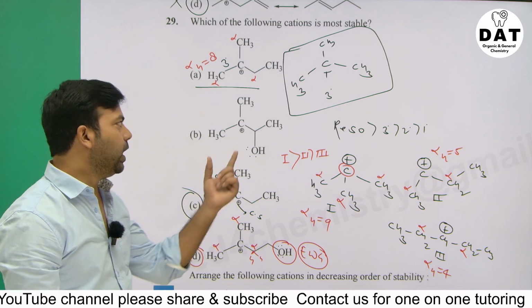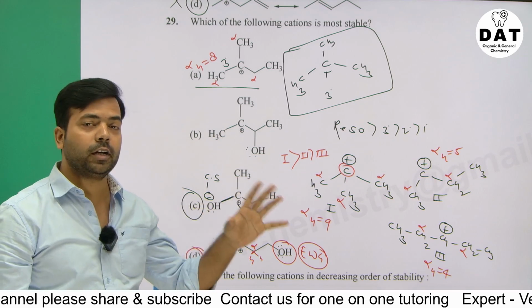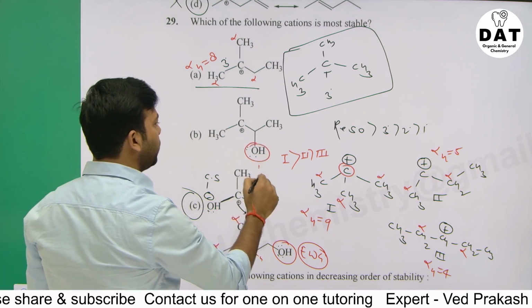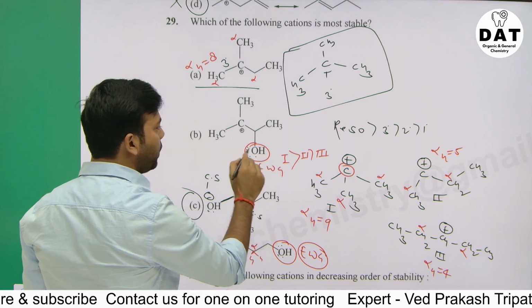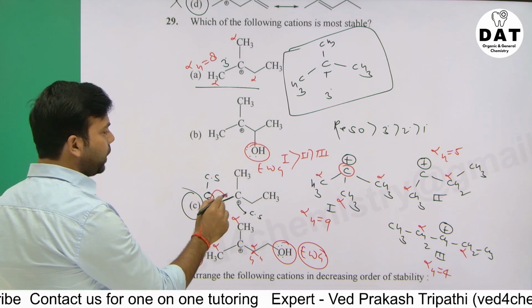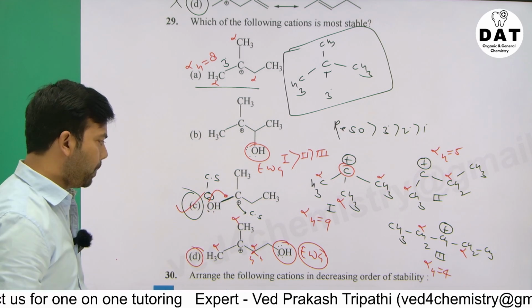If OH is alternate with the positive charge, then there is resonance. If OH is not alternate, then it will act as electron withdrawing. Here as well it will act as electron withdrawing. Why? Because this is not in resonance. Clear? But in this case OH is in resonance, so it will donate like this, and that increases the stability. So C is more stable.